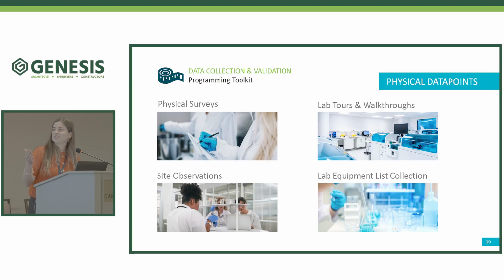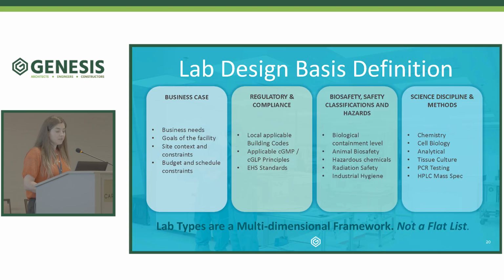All right, so now to dive into the physical data point collection. Physical surveys, lab equipment lists, and equipment surveys. This is where we gather a lot of critical data. And also lab tours and walkthroughs and site observations can reveal things that conversations don't. So how space is really used, adjacency problems, these all show up in the field. So all of these programming activities, the review, priority mapping, interviews with users, and the physical data points are about identifying and pulling in criteria that inform the lab design basis.